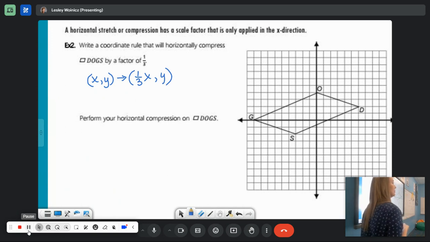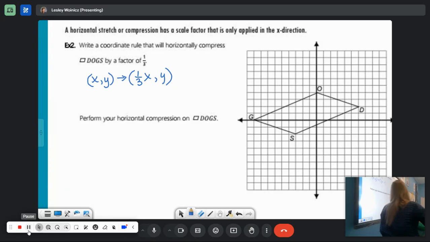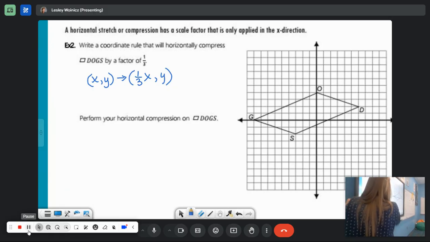So when you were stretching parabolas and linear functions and exponential functions in Algebra 1 last year, you were not stretching and compressing horizontally, everything was vertical. Okay? It was always getting farther away from the x-axis and not the y-axis. All right, that's our coordinate rule. Now we've got to perform our horizontal compression.